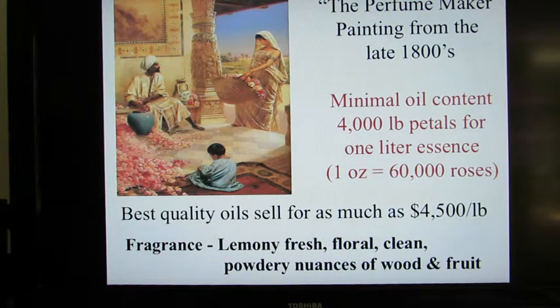It's called The Perfume Maker from the 1800s, and it's showing all the roses that have to be collected to produce the rose oil. And it has minimal oil content compared to, for example, a rosemary or a lavender plant. In this case, it takes about 4,000 petals to just get 1 liter, or roughly a quart, of essence. That means it's about 60,000 roses just for 1 ounce. And as you may guess, that makes the cost go up considerably, and it's over $4,000 a pound for the best quality rose oils. They're often adulterated with geranium oil, which has a similar aroma, so you have to be a little careful with your rose oil if you're getting a pure rose oil. And of course the fragrance is lemony, fresh, floral, clean, with powdery nuances of wood and fruit. It's really an exceptional aroma.